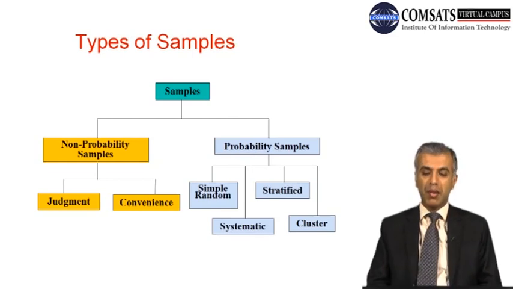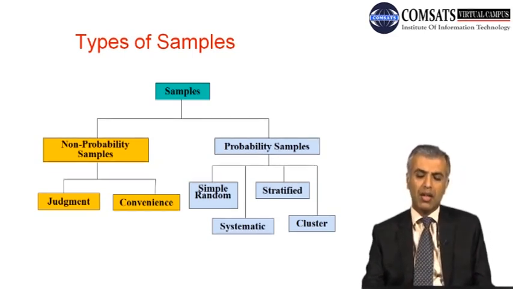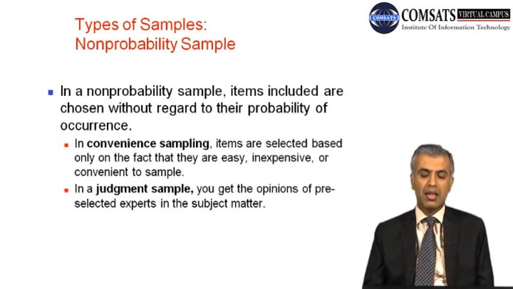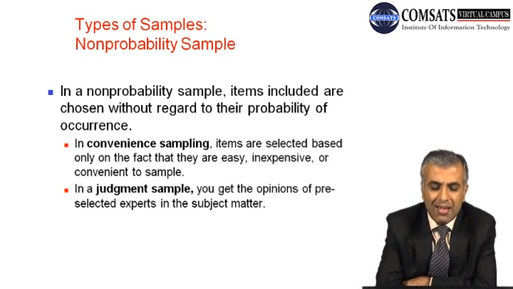Then we have probability sampling, in which we have 4 main types. One is simple random sampling, then we have systematic sampling, and third is stratified and cluster. Once we are dealing with simple random, we are basically going through random probability. We will discuss that in detail.